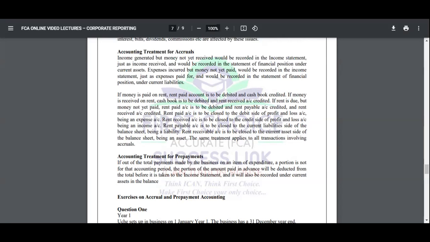Accounting treatment for prepayment. If out of the total payments made by the business on an item of expenditure, a portion is not for the accounting period, the portion of the amount paid in advance will be deducted from the total before taking it into the accounting statement.